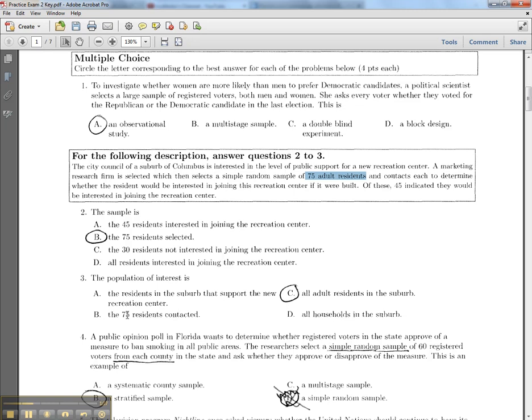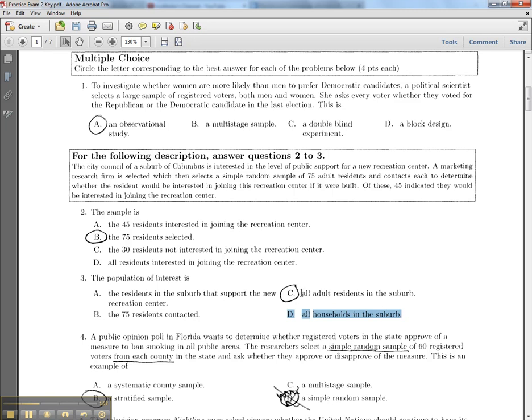B says the 75 residents contacted. That's not true, because that's just a sample. Letter C says all adult residents in the suburb, and that's the answer. And then letter D says all households in the suburb. So this isn't true, because this captures more than just what they selected for the sample.